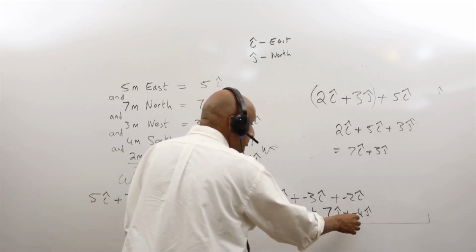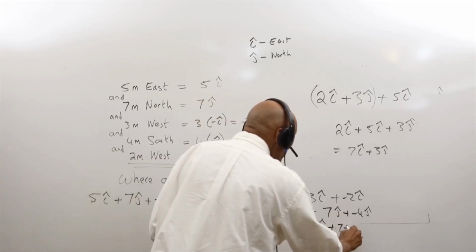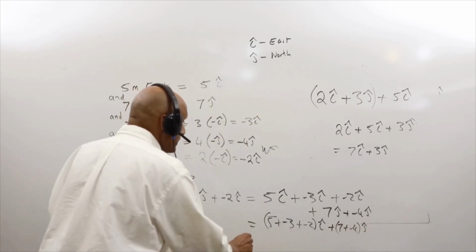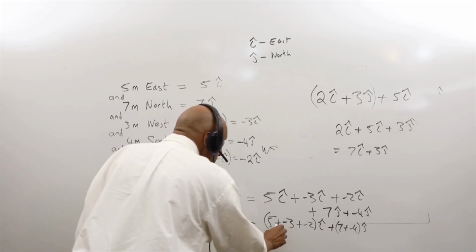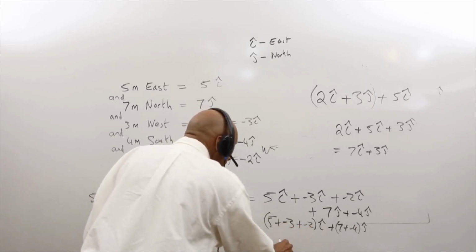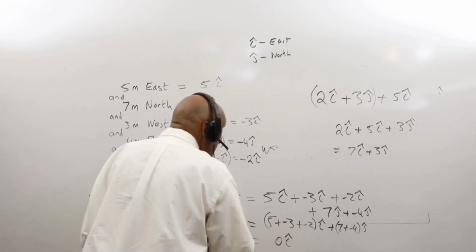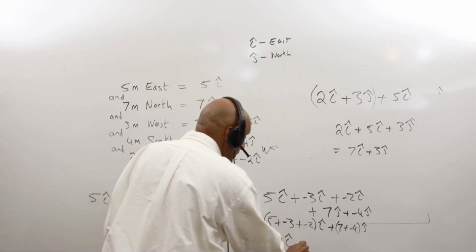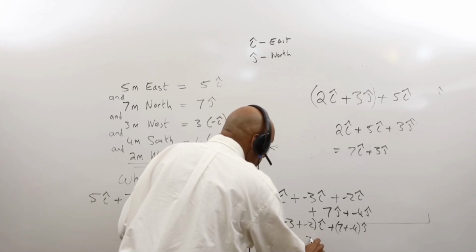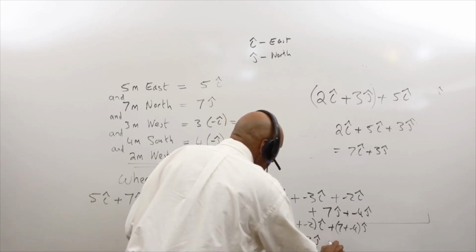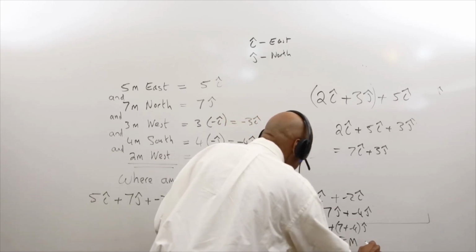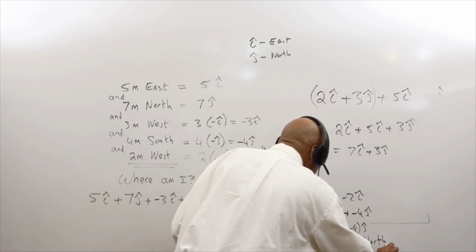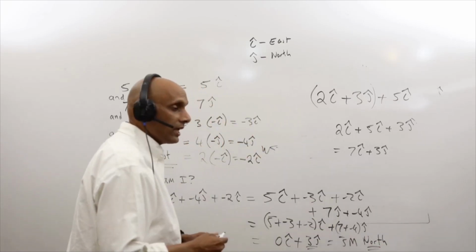And 7j plus negative 4 is really 7 plus negative 4 north. And so we get this point, which is 5 plus negative 3 plus negative 2, which would be 0i. So my eastness is exactly the same as my original point. And 7 plus negative 4 is 3j. That's where I am. I am 3 meters north of my original location after all these steps.